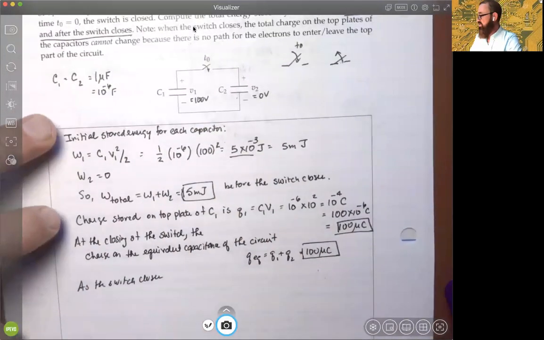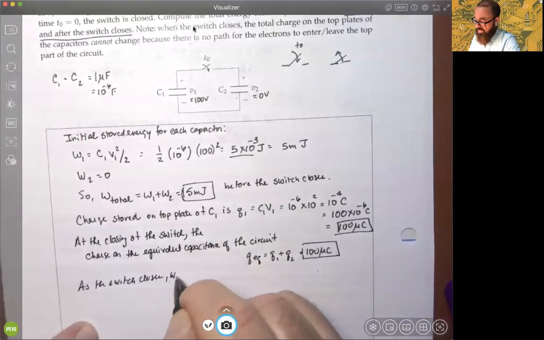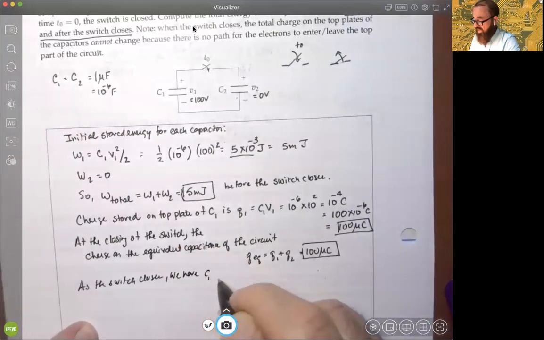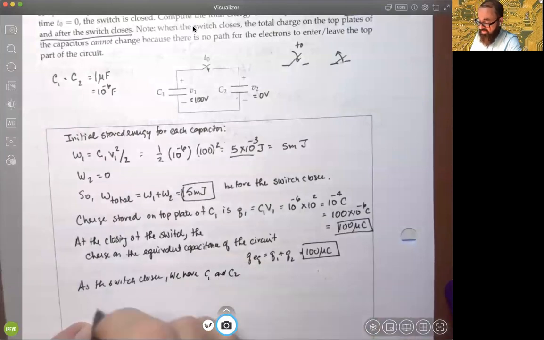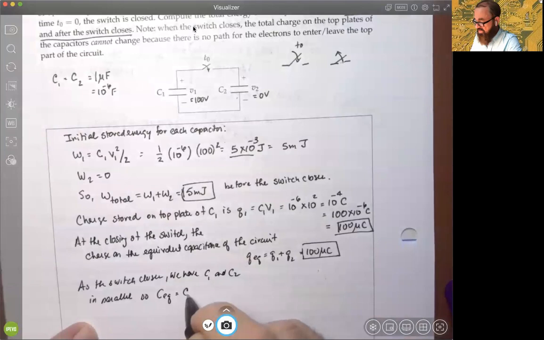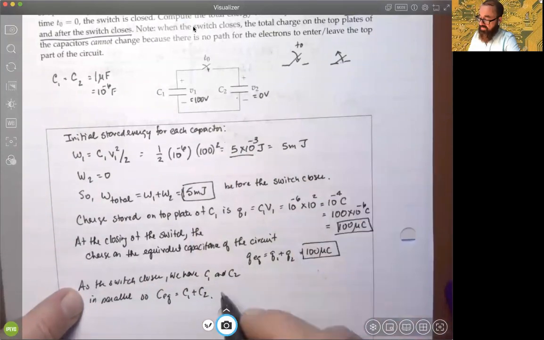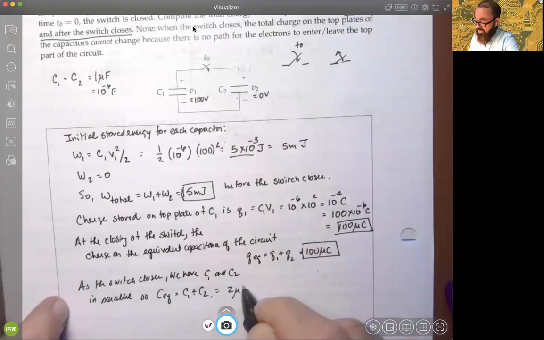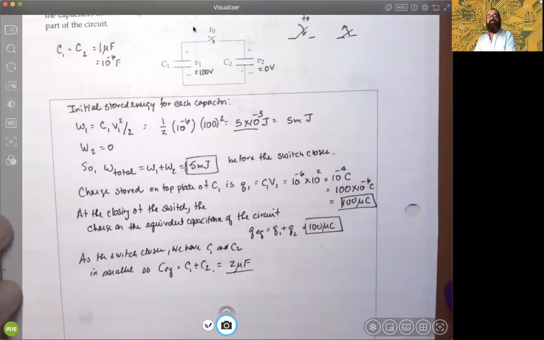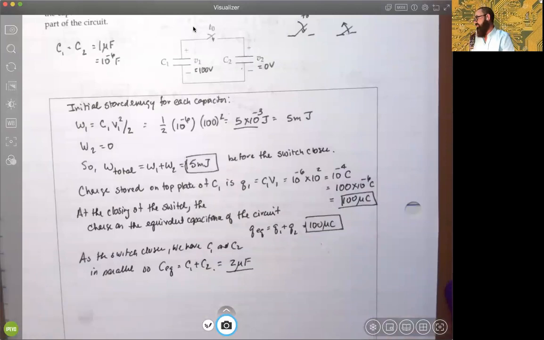So as the switch closes, we have C1 and C2 in parallel, is what I meant earlier. The equivalent capacitance then becomes C1 plus C2. There is no equivalent capacitance until the switch closes, and that's important because once that switch is open, you don't have any current flowing across it. In this case, you'd get 2 microfarads, the equivalent capacitance, because we add them when they're in parallel.